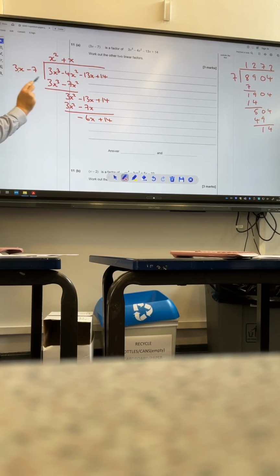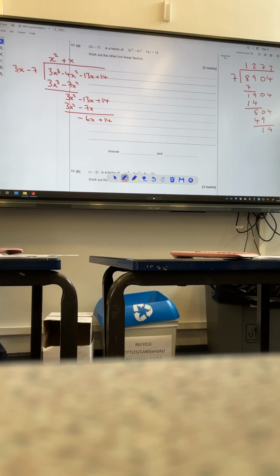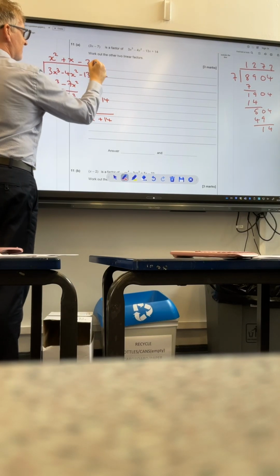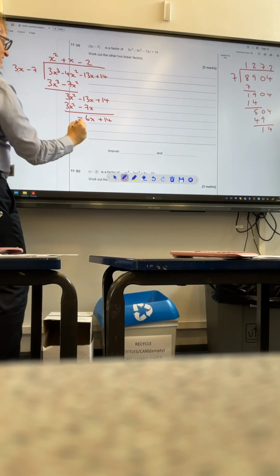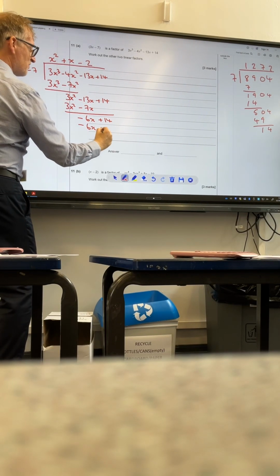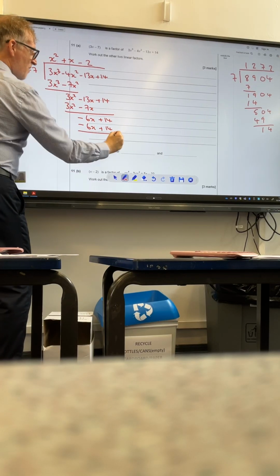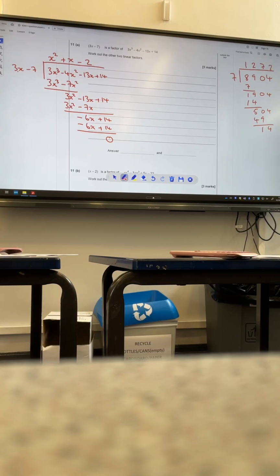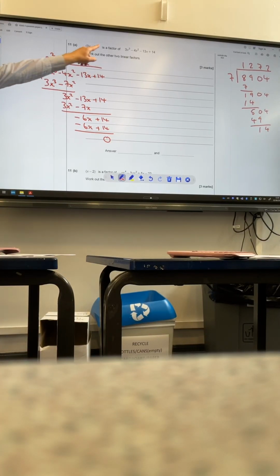Then you go 3x into minus 6x goes minus 2, yes. And minus 2 times 3x minus 7 is, oh my word, minus 6x plus 14. Crazy. Oh, no remainder. Oh, it goes exactly. Hooray, right. That's why it's a factor.